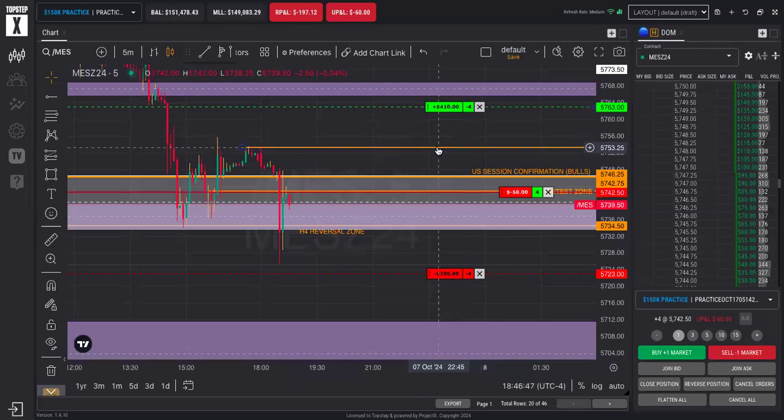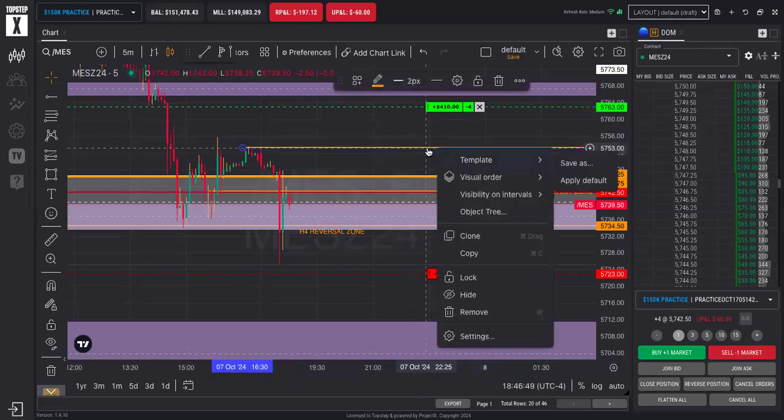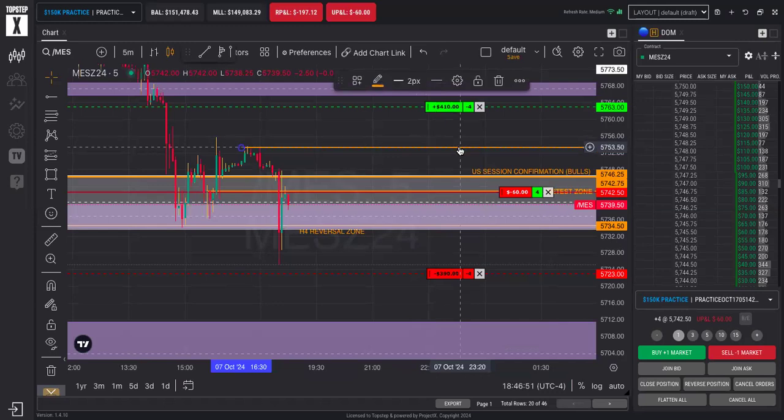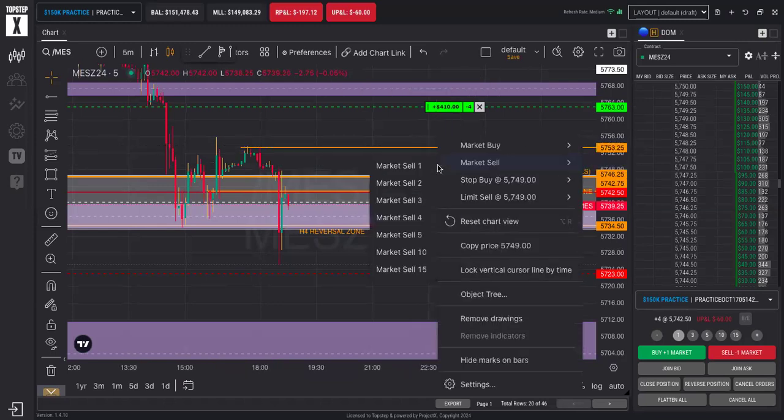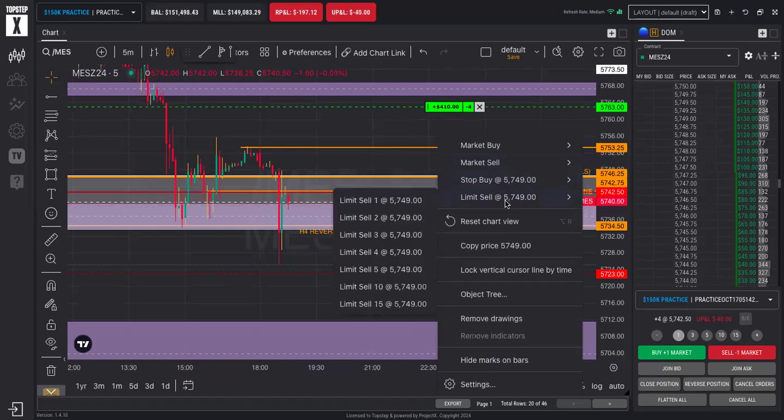So now, what I could also do, this is the beauty of micros. I could go stop, I could go limit sell.